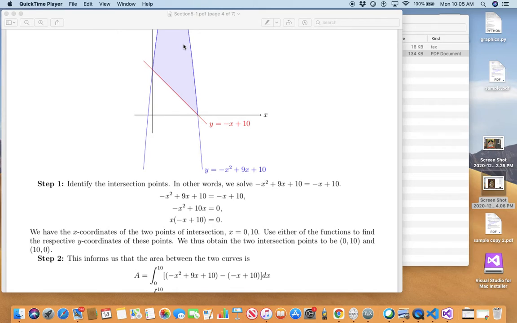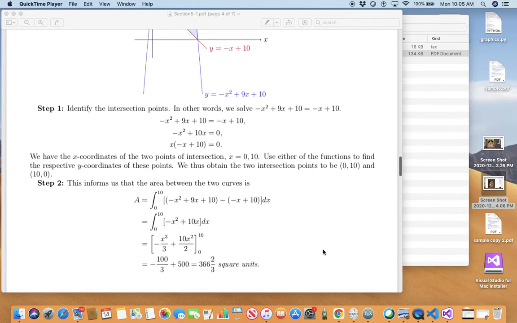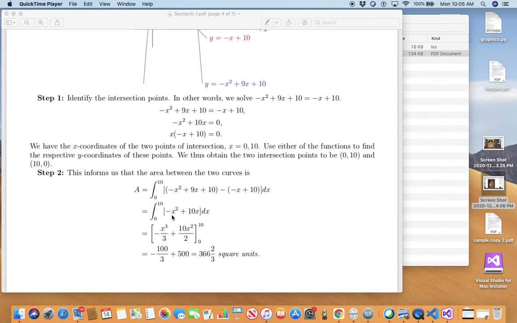So the area between the two curves is the integration from x equals 0 to x equals 10 of the higher curve minus the lower curve. All right. So simplifying, negative x squared plus 9x plus 10 minus negative x plus 10, which is negative x squared plus 10x. You're going to integrate this expression from 0 to 10.